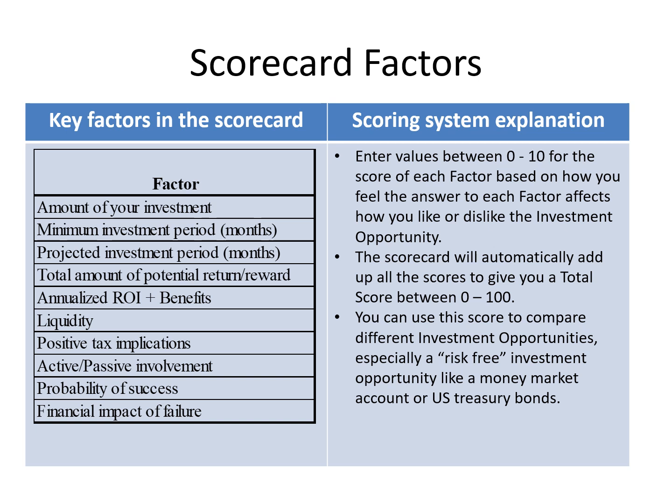And so once you do that, the scorecard will automatically add up all the scores and give you a total between 0 to 100. And so you can use this score to compare different investment opportunities, especially if one of the opportunities is a risk-free investment like a money market account or U.S. Treasury bonds.